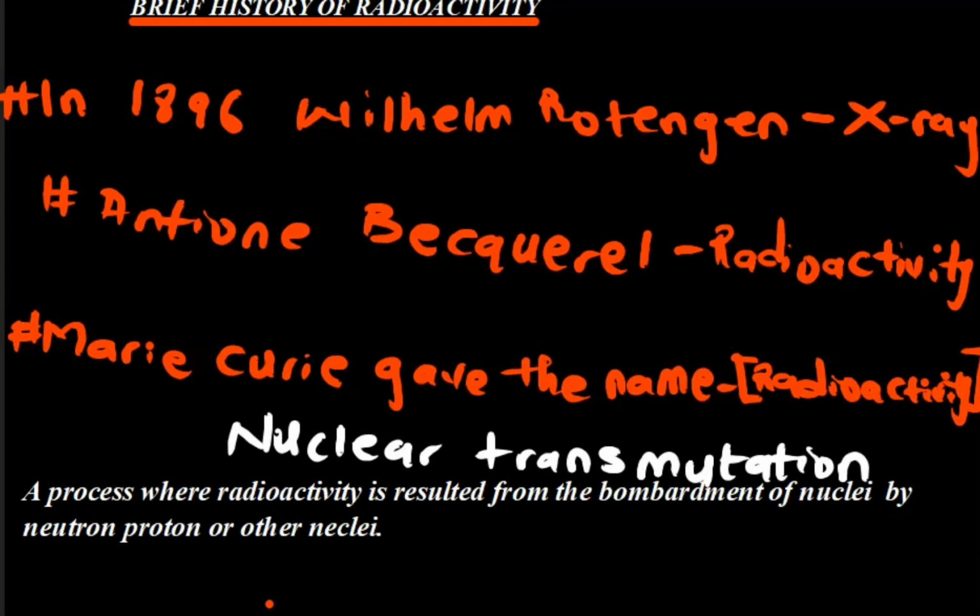Now, I wouldn't want us to forget about nuclear transmutation. Nuclear transmutation is a process where radioactivity results from the bombardment of nuclei by neutron, proton, or other nuclei. It's just like artificial radioactivity, and this was discovered by Rutherford. Please don't forget that.